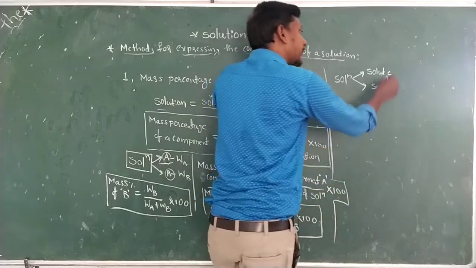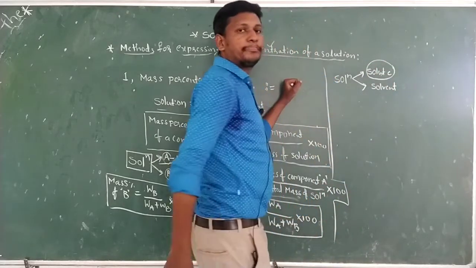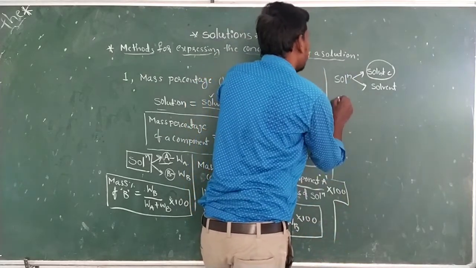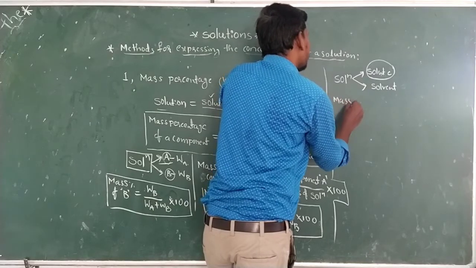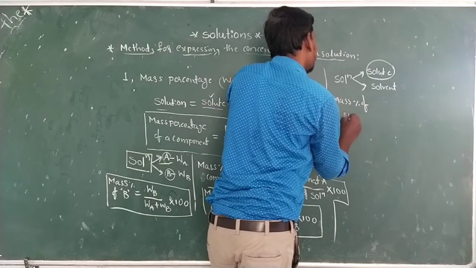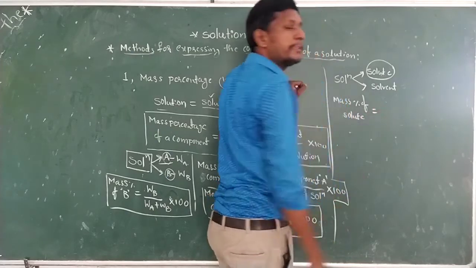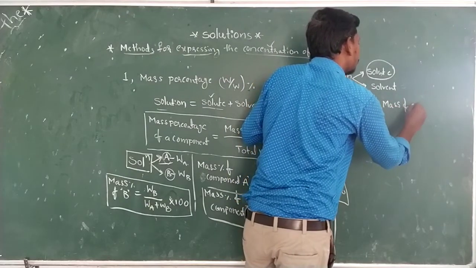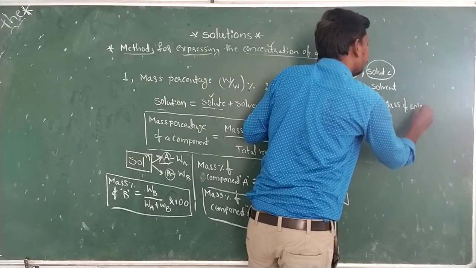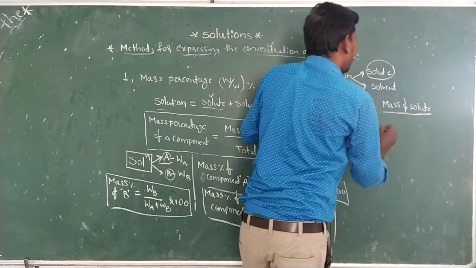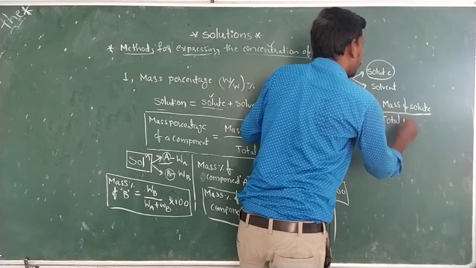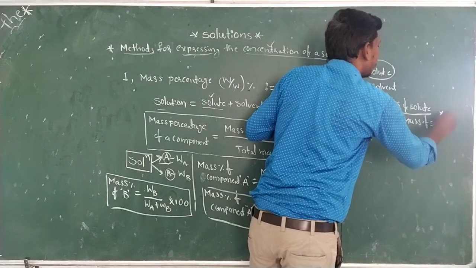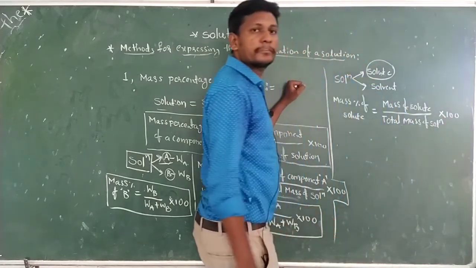Here we can find the mass percentage of the solute. At that time the equation is: mass percentage of solute is equal to mass of the solute by total mass of solution into 100.